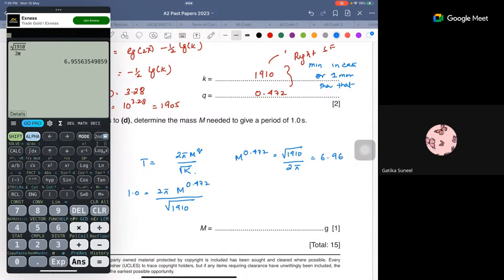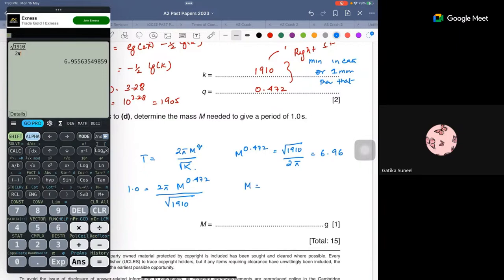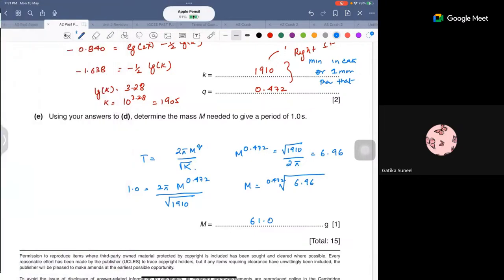Should we take under root of q? We should. So if I take root, m will be under root of 6.96, 0.472. So how do you do it in the calculator? There is basically an option to do that. Let me find where it is. It is right here. So shift this one right there. If you can see on the screen, the button I'm pressing, oh, I pressed it twice. And then write 0.472 and then write the value you're rooting. So that's going to be 61.0. Do you guys understand this? And it seems fair. 61 grams is not a bad answer.